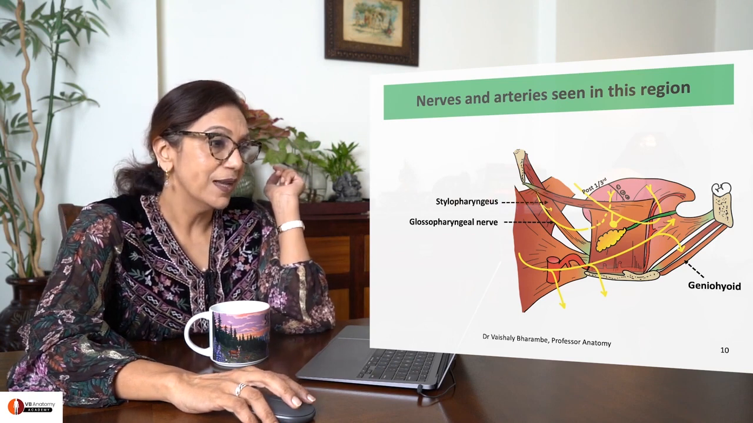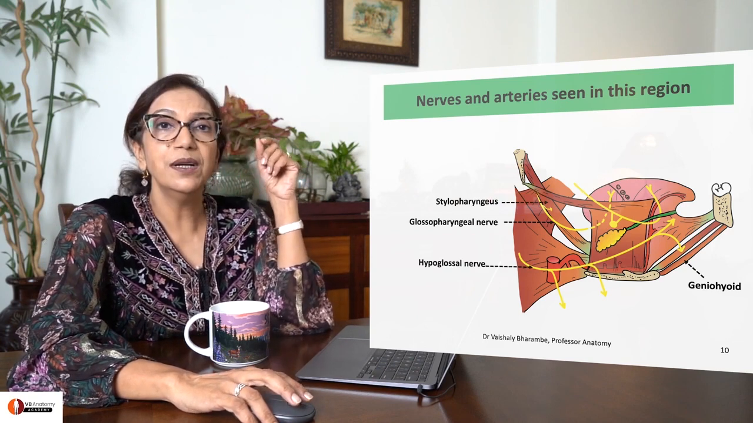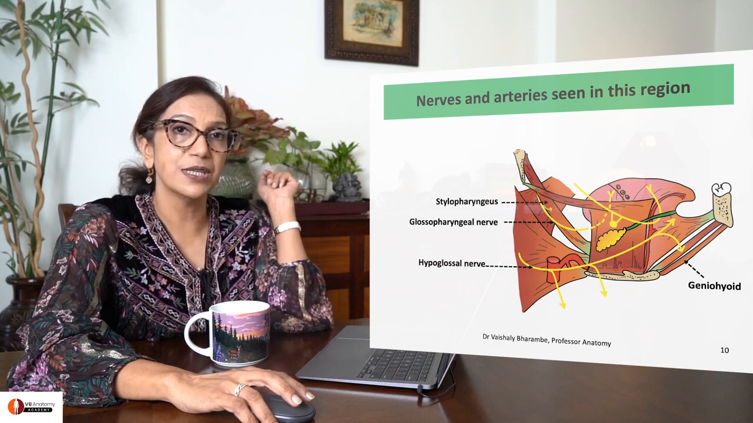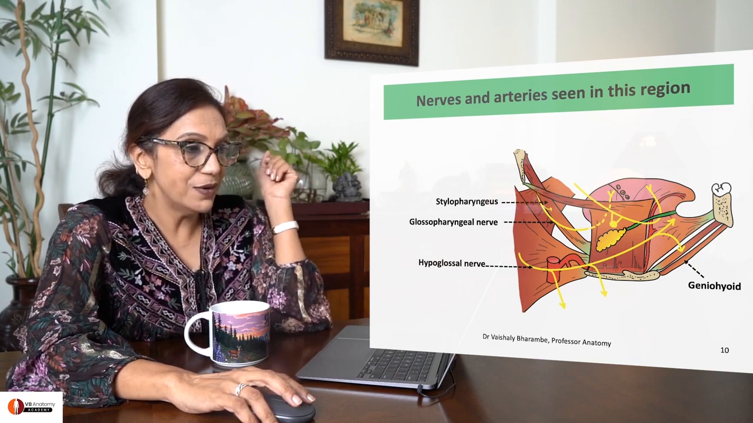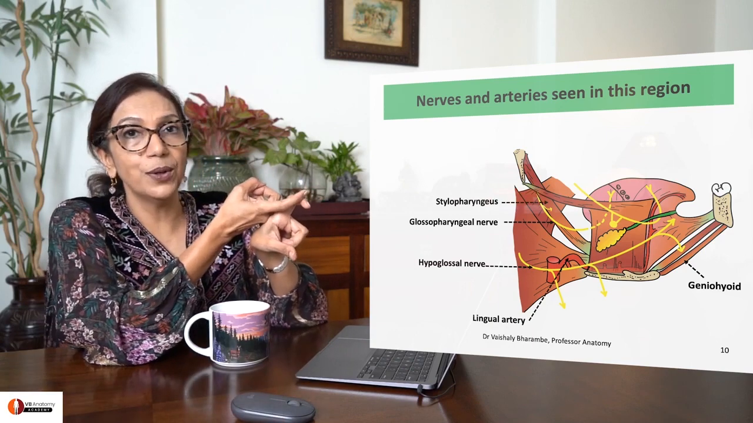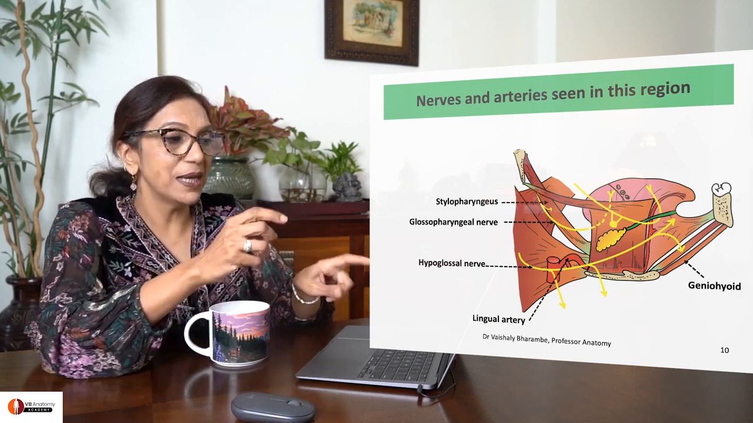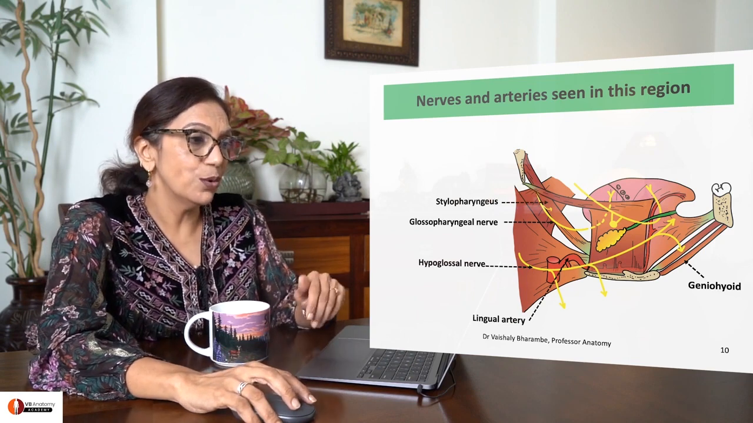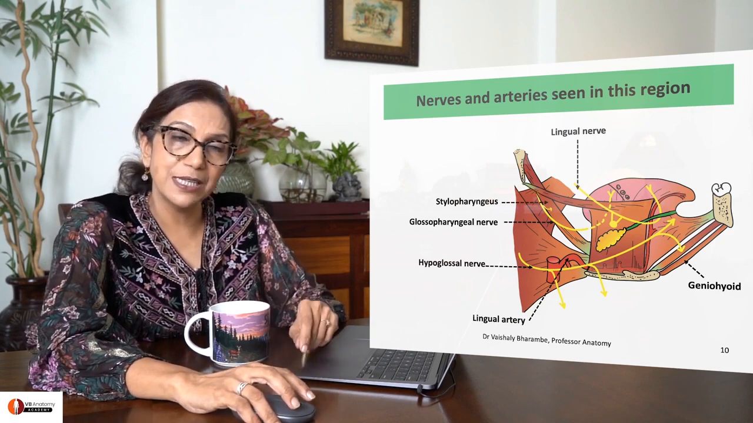tongue. Come further down, you come to the 12th cranial nerve or the hypoglossal nerve, which is traveling forward, as you can see, passing over the loop of lingual. And then the two are separated by the hyoglossus muscle, one going superficially and the other going deep.